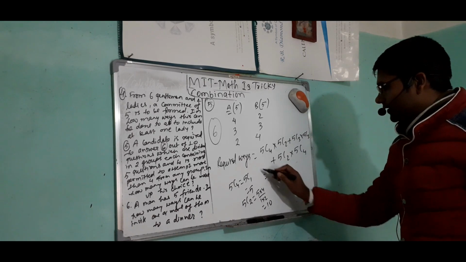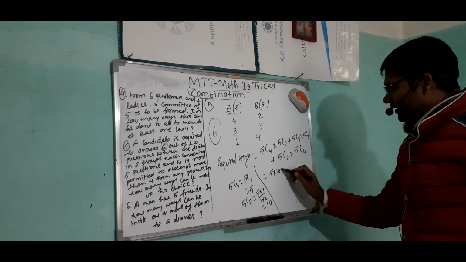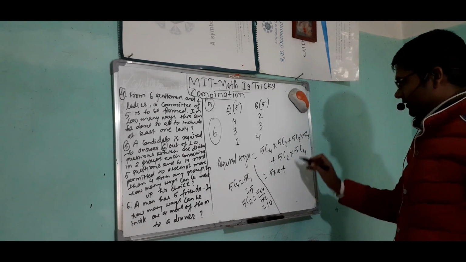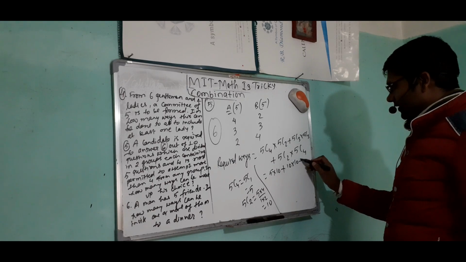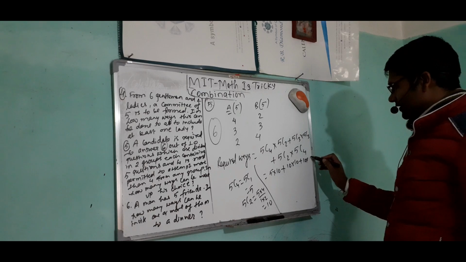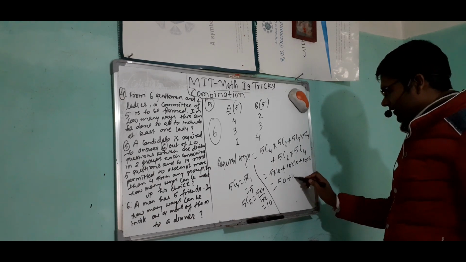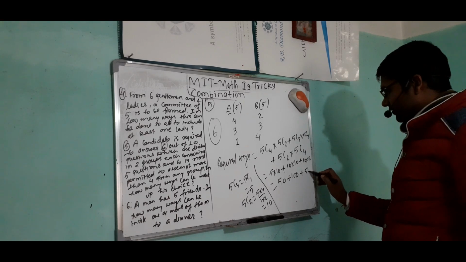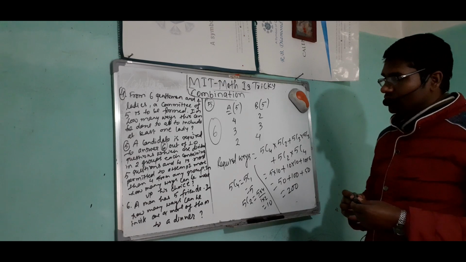So it will be here 5 into 10 plus 5c3 means 5c2, 5c2 is here 10, and this is also 10, plus 5c2 means 10, and 5c4 means 5. So answer will be 50 plus 100 plus 50 is 200. This is your answer. Hope you understood this.